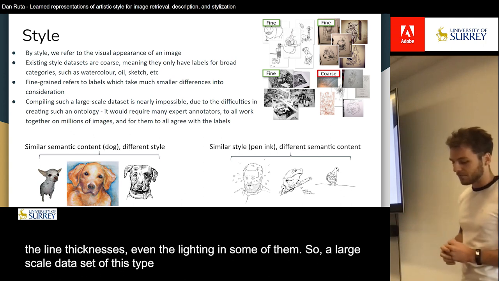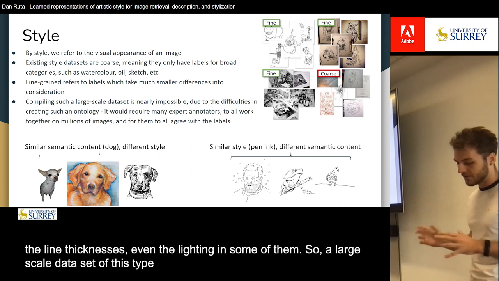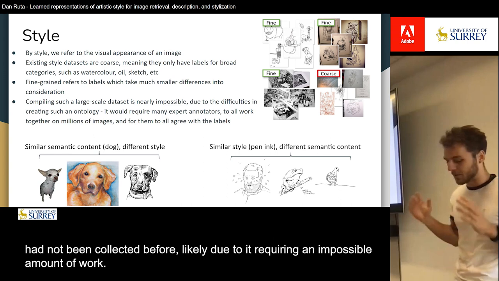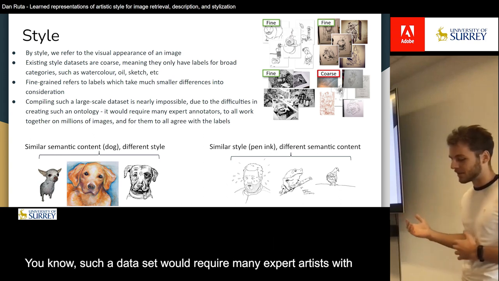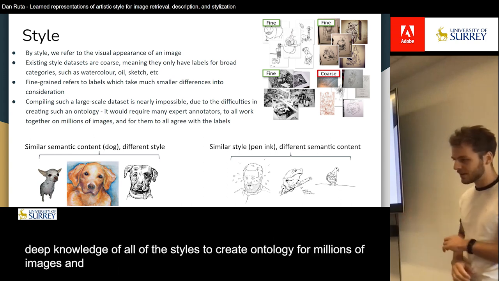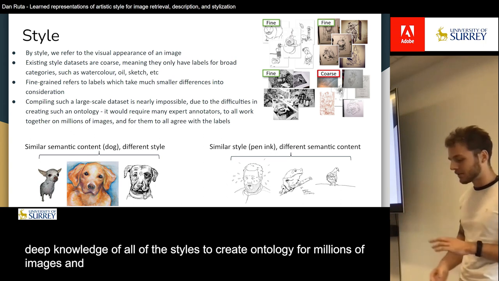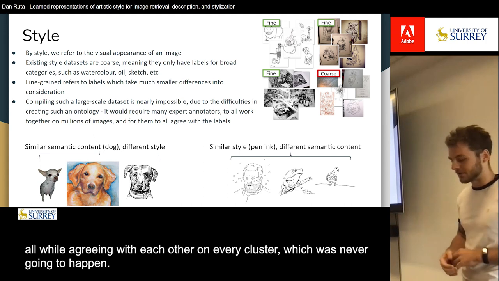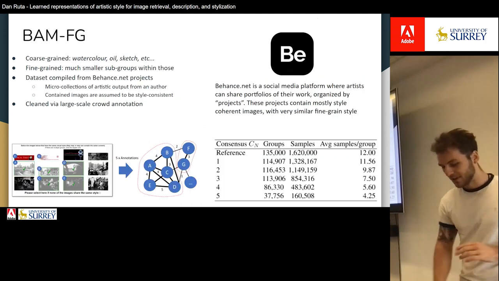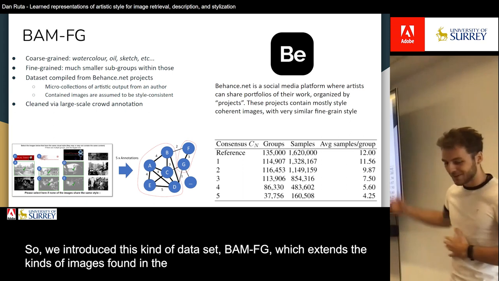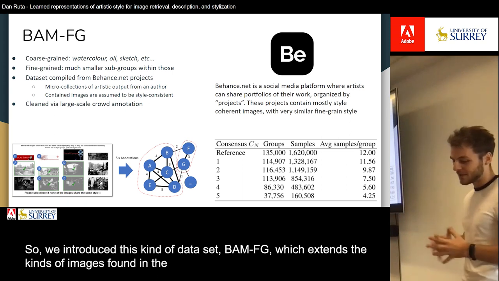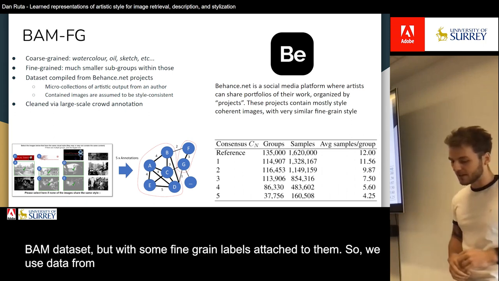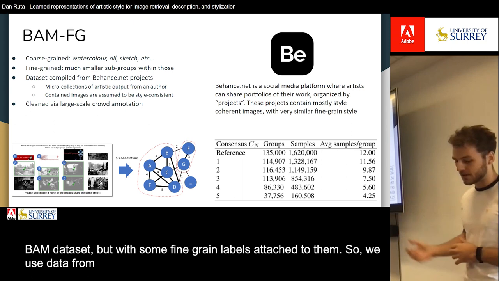So a large scale data set of this type had not been collected before, likely due to requiring probably an impossible amount of work. Such a data set would require many expert artists with deep knowledge of all of the styles to create an ontology for millions of images, and all while agreeing with each other on every cluster, which was never going to happen. So we introduced this data set, BAMFG, which extends the kinds of images found in the BAM dataset, but with some fine-grained labels attached to them.